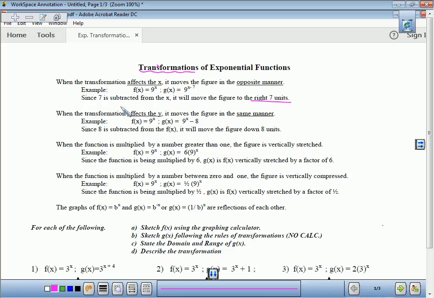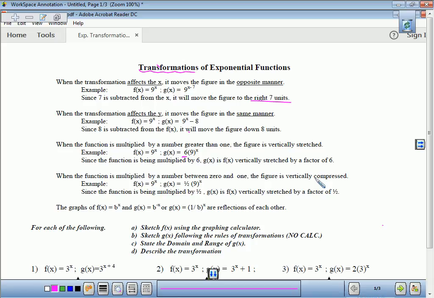All right. Now, when the transformation affects the y, it moves it in the same manner. So, if we have something added or subtracted to the end of the function, that's going to shift the entire function up or down. This minus 8, since it does it in the same manner, is going to shift the entire thing down 8 units. The next one, when a function is multiplied by a number greater than 1, that causes a vertical stretch. So this one has a 6 out in front, which causes a vertical stretch by a factor of 6 to the original function.